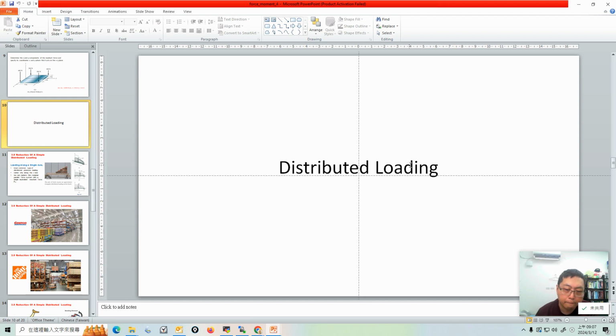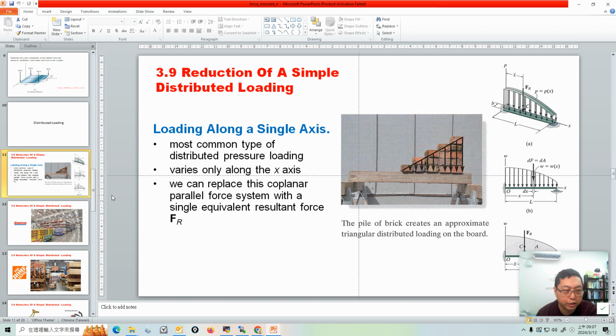Although the terminology seems to be rarely seen in your daily life, it happens a lot in your daily life. The distributed loading looks like this.